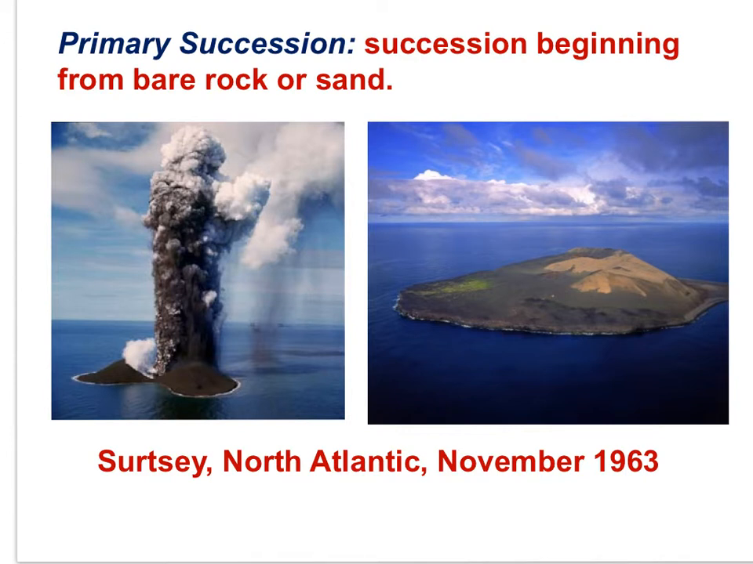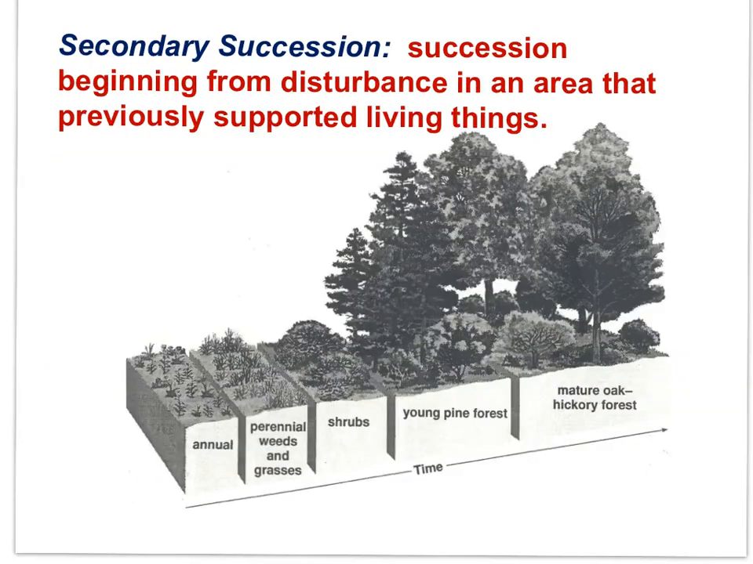Succession proceeds. The arrival of new species occurs by wind and animals such as birds or bats that move spores and seeds across the water. Primary succession as a term applies only to situations where succession begins where no life had previously existed, such as on an emergent volcano. Secondary succession is succession beginning from disturbance in an area that previously supported living things.